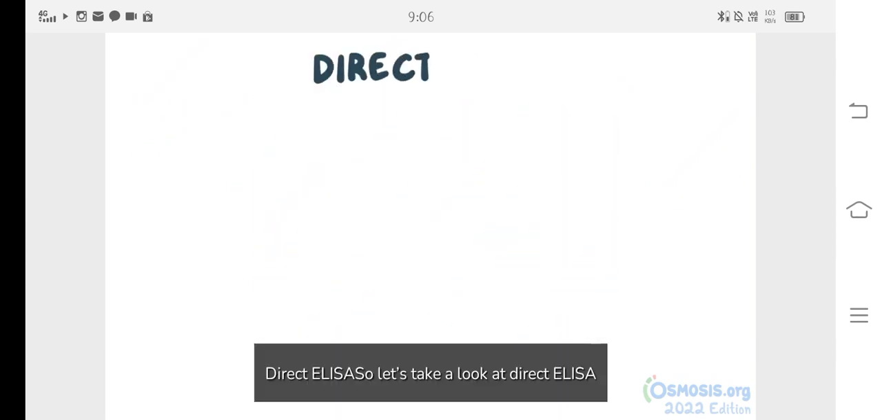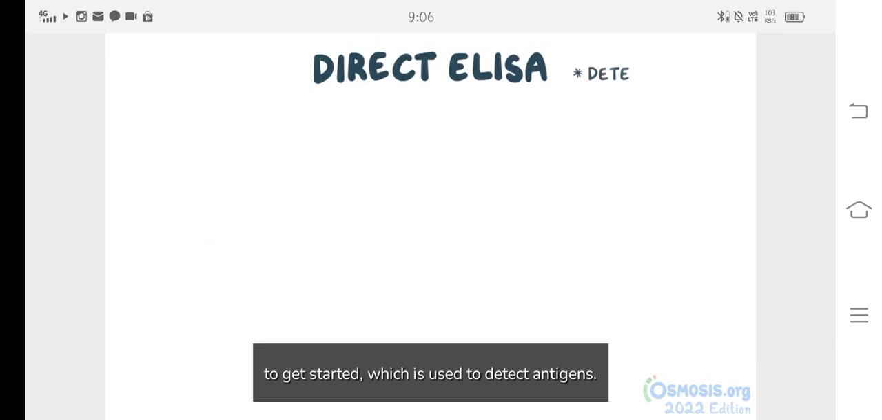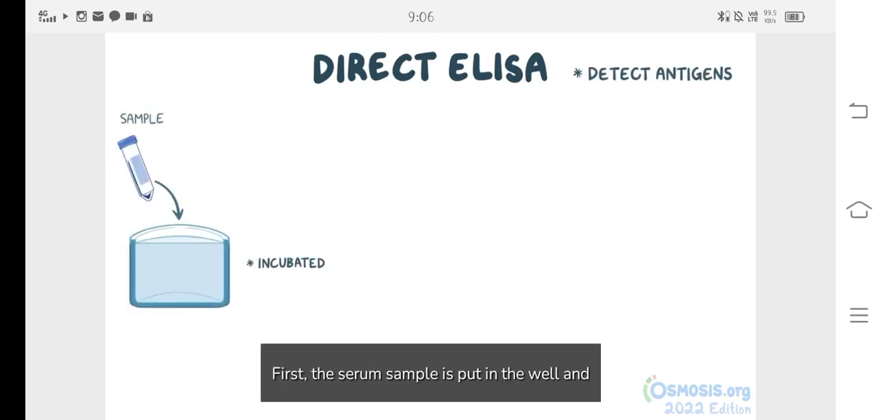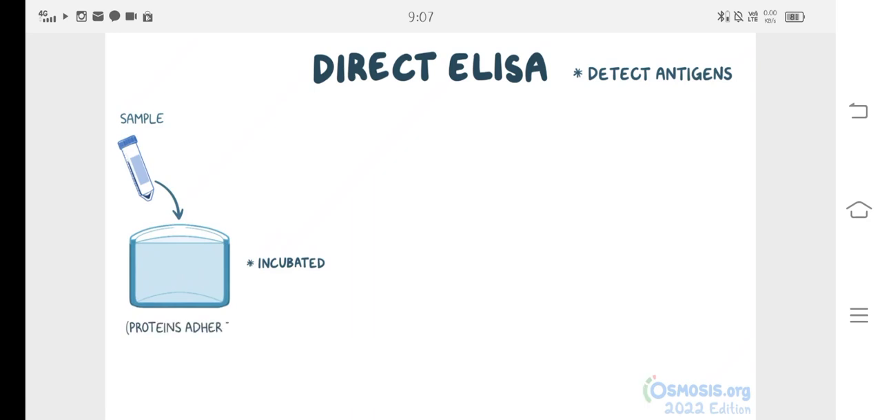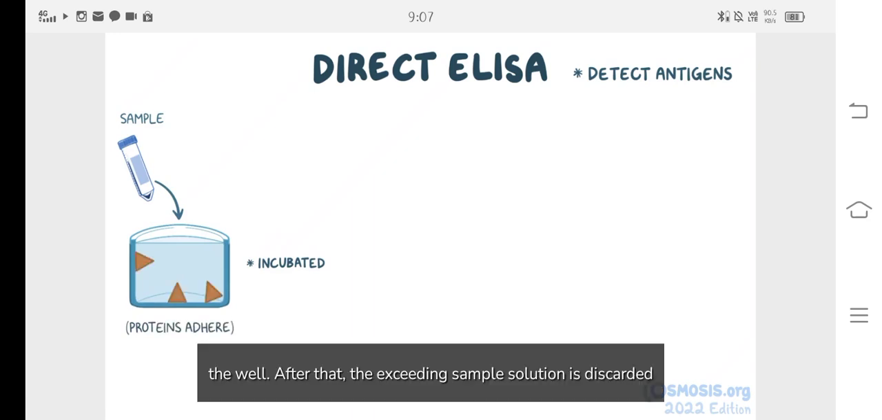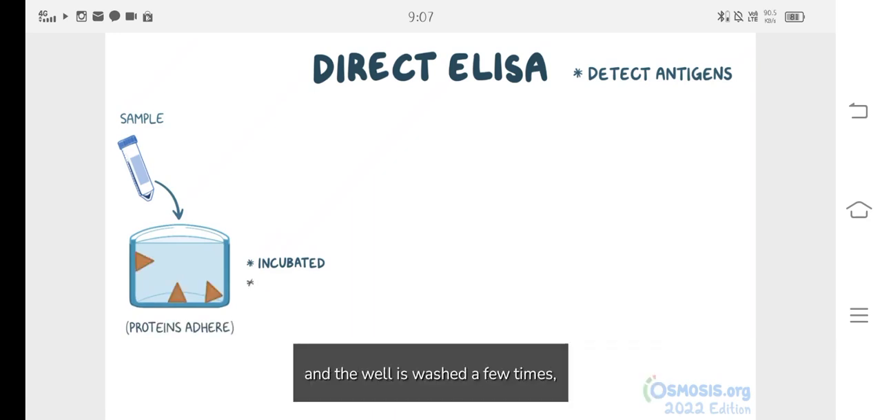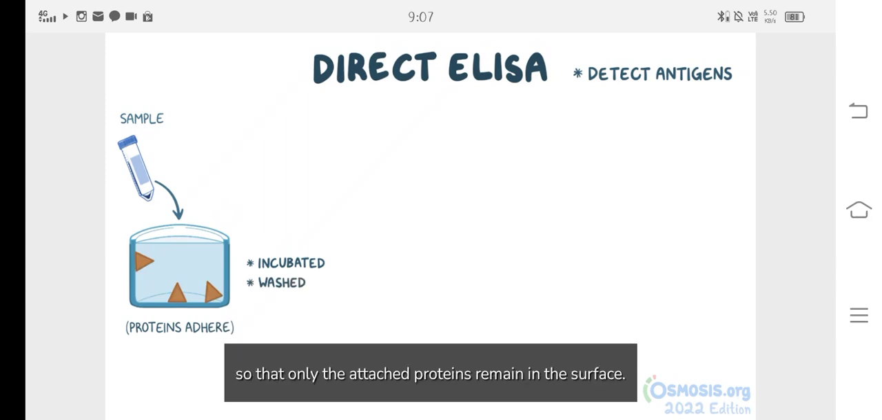So let's take a look at direct ELISA to get started, which is used to detect antigens. First, the serum sample is put in the well and incubated. During this time, the proteins present in the sample, among them the expected antigen, adhere to the surface of the well. After that, the exceeding sample solution is discarded and the well is washed a few times, so that only the attached proteins remain in the surface.